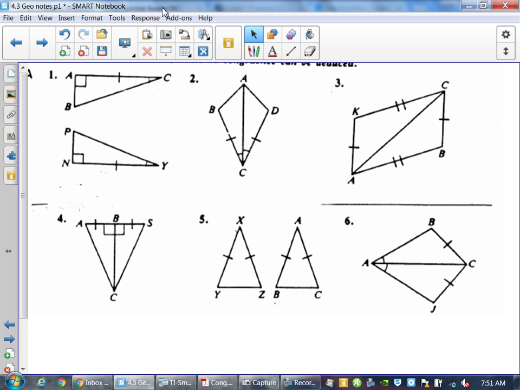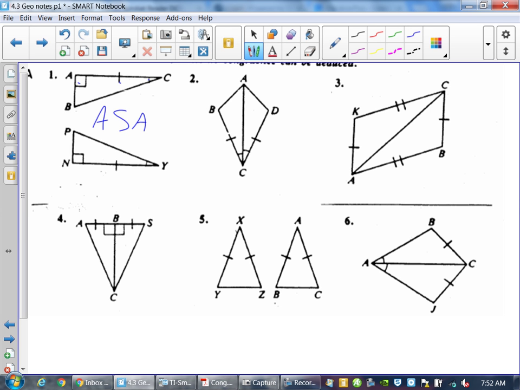As we start this one out, I just want to go through with you guys so that you see exactly which one is correct. Number one, what did you come up with? HL? Angle, side, angle. Again, you were given an angle, a side, and an angle. There's your angle, side, angle.